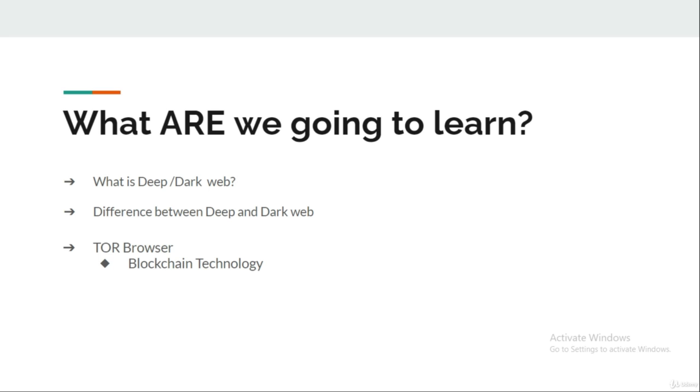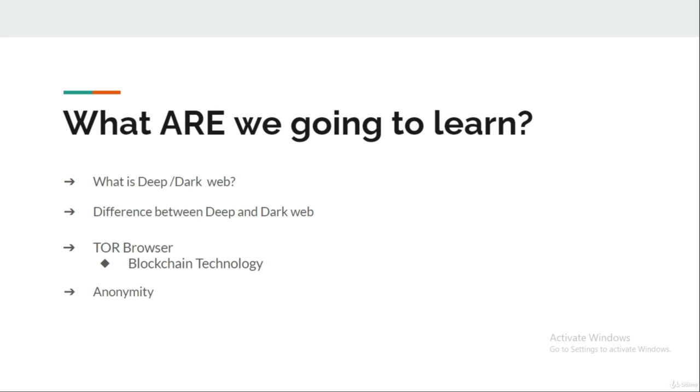Tor browser. In day-to-day life, we mainly use browsers like Google Chrome, Mozilla Firefox, or in the case of Mac users, Safari. But these browsers are only made to access the surface web. To access the dark web, we need a special browser known as Tor browser. The main advantage of Tor browser is the anonymity factor, which keeps your identity and several delicate data, such as your location, secured. Blockchain technology. It's the method through which Tor browser protects your privacy. We will learn about it in detail in the upcoming lectures.